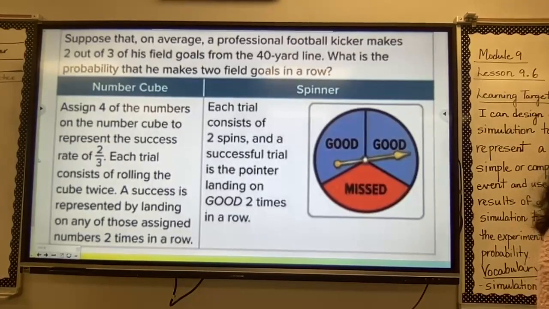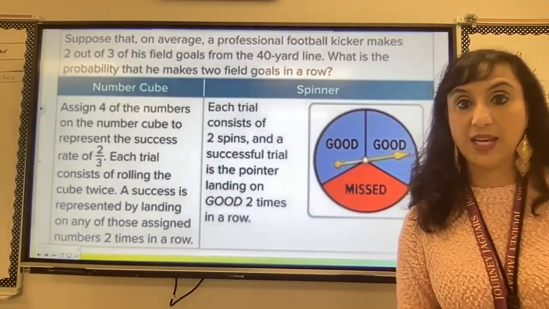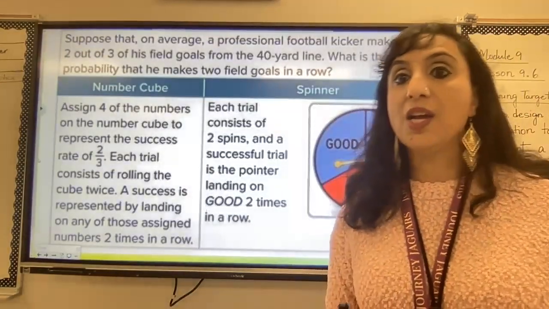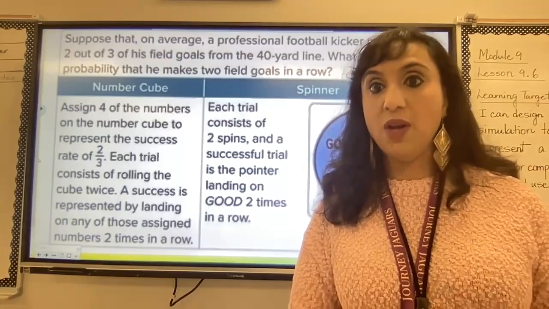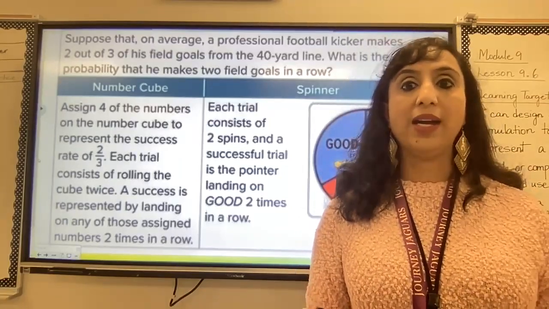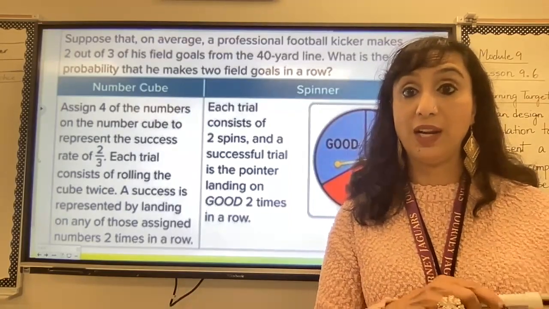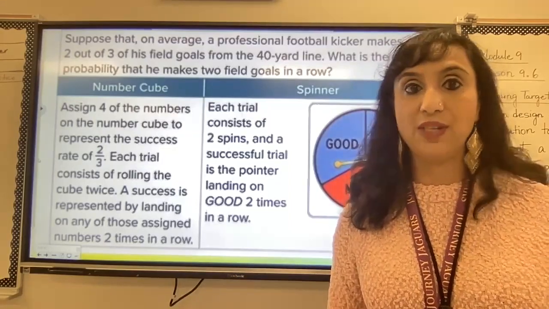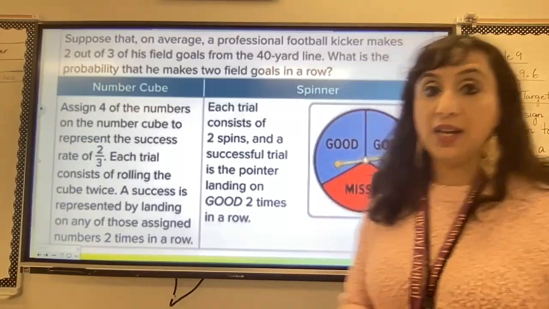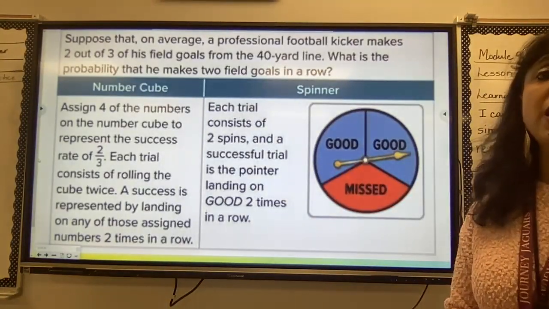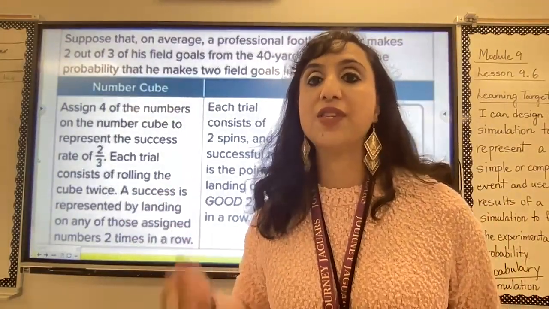Okay, so when I look at this one, we're going to use a number cube and a spinner again in this case, because it's talking about 2/3. So in a number cube, I can definitely use my equivalent ratio, because in a number cube, I have out of 6. So I can do that over 3. Okay, and we know that 2 of them are going to be failure in this case, and 4 are going to be successful in this case, because we are talking about 2 out of 3 of his field goals from the 40-yard line. So we're going to assign 4 of the numbers on the number cube to represent the success rate of 2 out of 3, because 2 out of 3 is what? 4 out of 6.